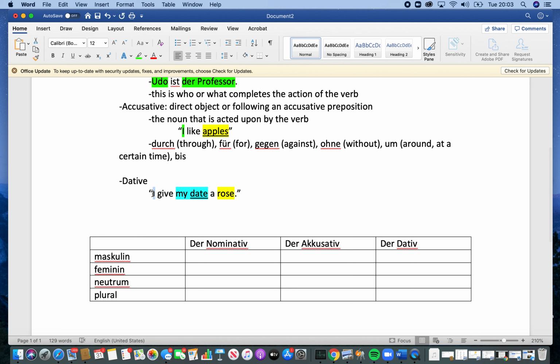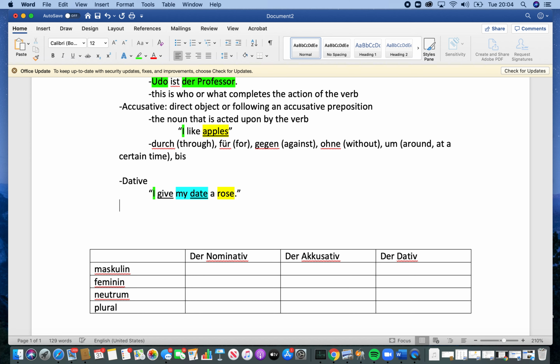So this green I is the one who is carrying out the action of the giving. So this is our verb, and this is the fulcrum that serves as the center of the sentence. That's what links all these words together. So I does the giving, the rose is what's being given, and the date is the recipient. So that person then is the indirect object. So we could say not acted upon by the verb. I'm not giving my date away.